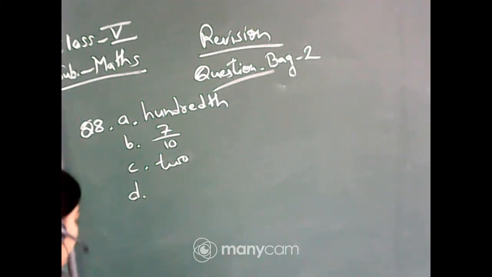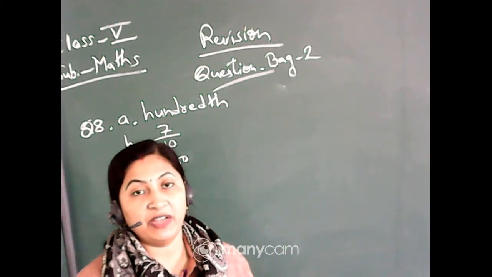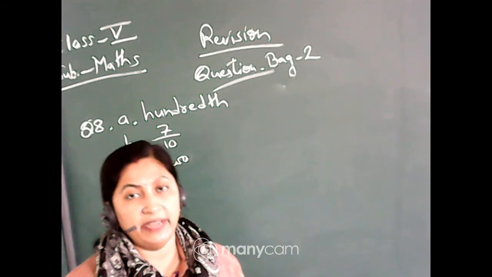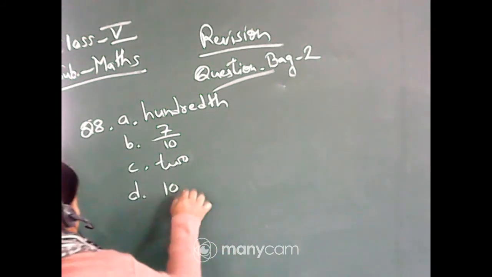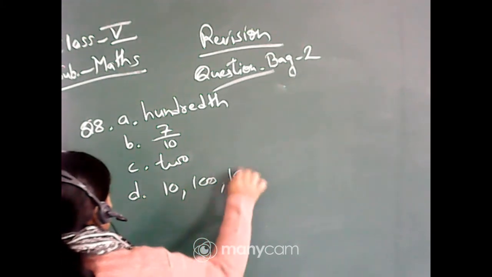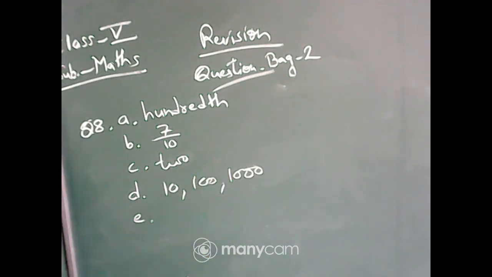Number D. Decimal fractions have denominators like, yes, when it is told decimal fractions, that means it has the denominator 10, 100, 1000 like this, isn't it? So the answer will be 10, 100 and 1000. Okay, now come to question number E.